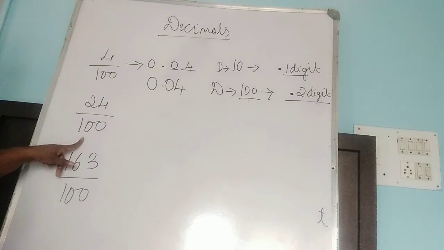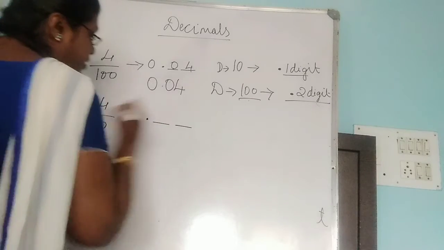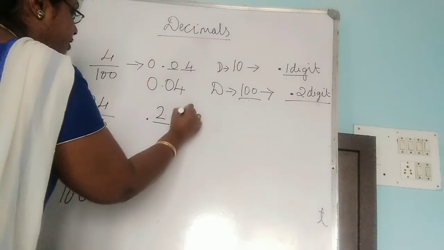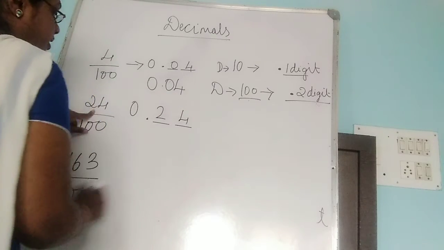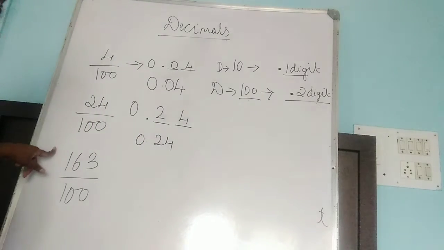Next, 24 by 100. The denominator is 100. That means after the point you should have two digits. What is our number? 24. So I can write here 24 and here 0. So 0.24. Children, you got it?